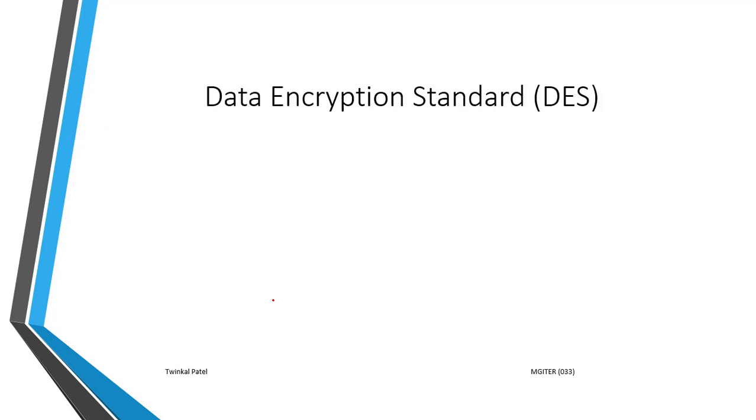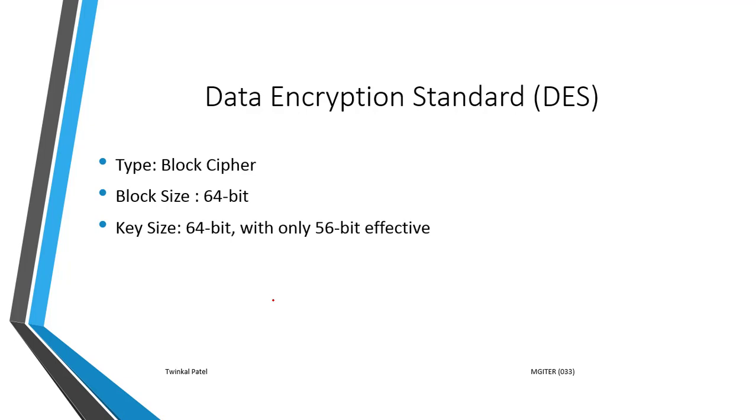So first of all, we will introduce data encryption standard. DES is a block cipher. In DES for encryption, the block size should be 64-bit. So DES will take a 64-bit block size. So the plaintext block size will be 64, and the key size in DES is taken as 64-bit, in which only 56-bit are effective. Next is subkey size.